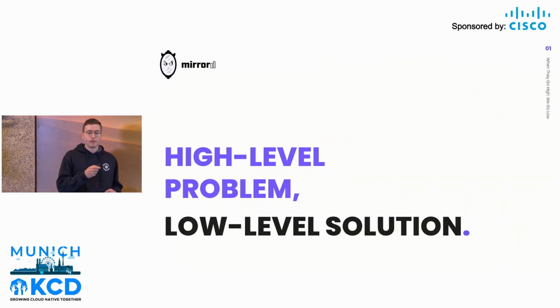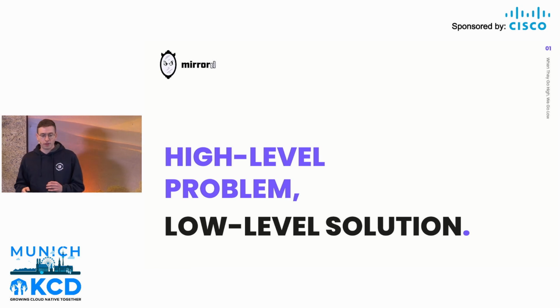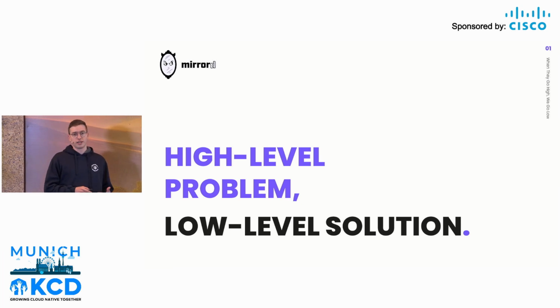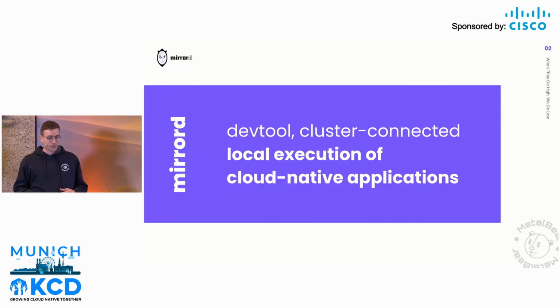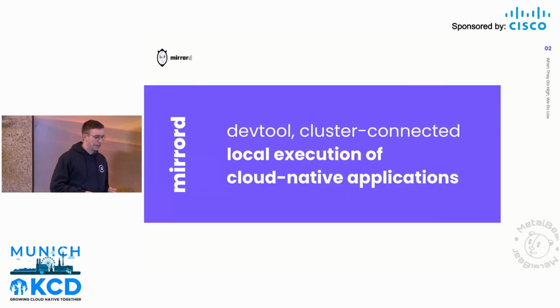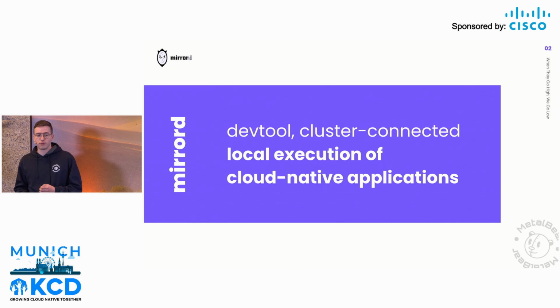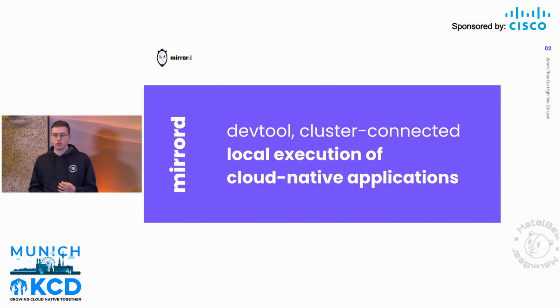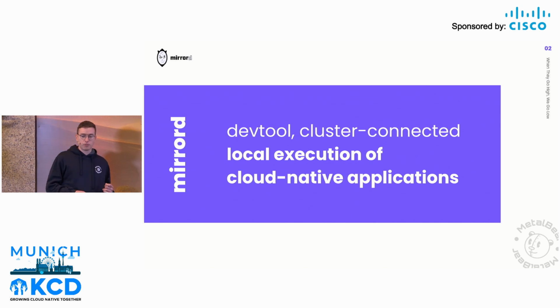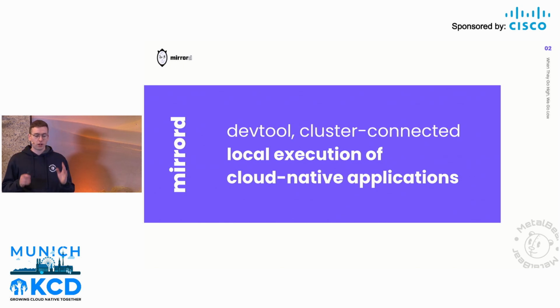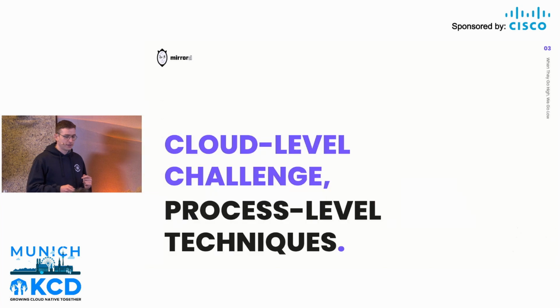And this talk is about solving a seemingly high-level problem, the problem of cloud-native developer experience, using very low-level techniques. More specifically, we will discuss MirrorD, which is a dev tool written in Rust, open source, and it's for cloud-native applications, so for the development process of cloud-native applications. And MirrorD enables cluster-connected but local execution of those applications. And what that means and what it looks like will become more clear as we proceed.